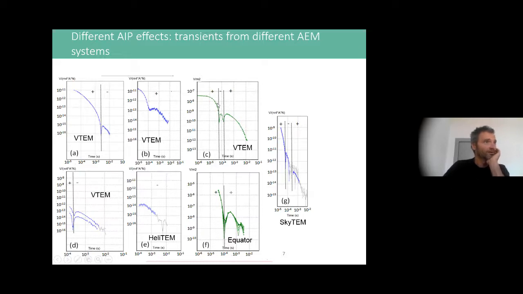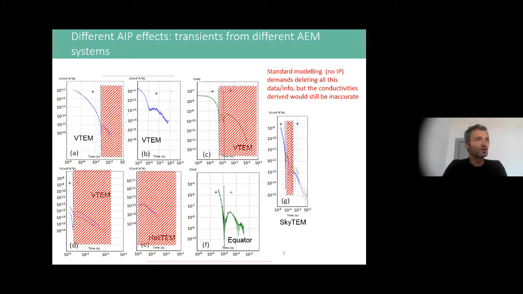You've got the double sign change, and I'll show you how that can happen. You've got Vitam, Xcite, equator, elephant, Vitam, etc. Now, if you don't model IP, the only thing you can do is take away the negatives and invert it with a standard code that uses non-dispersive resistivities, and you still get the wrong answer.